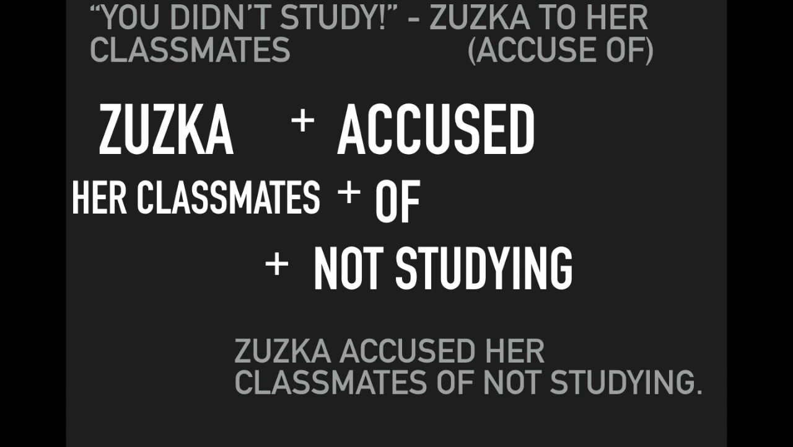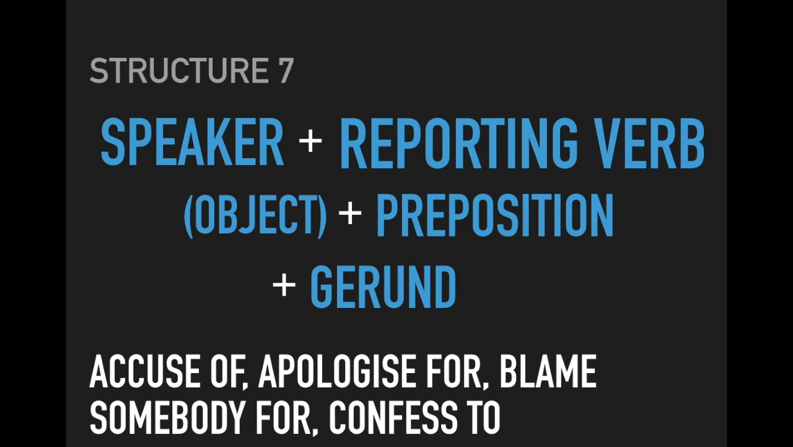So, quickly one more time, we have speaker and reporting verb like always. If you have an object, it's going to go in between the verb and the preposition. Otherwise, you keep them together. And then we put the ing form of the verb. We use this with the verbs accuse of, apologize for, blame somebody for, confess to.